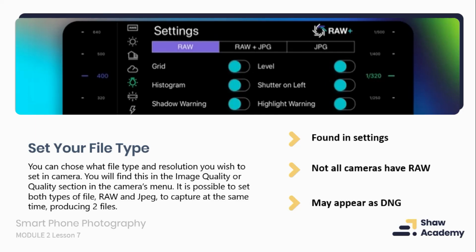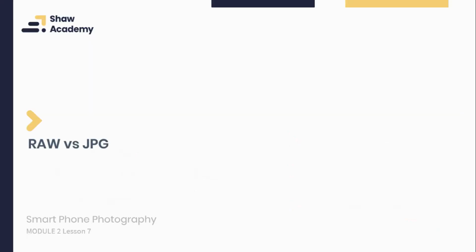So found in the settings, not all cameras have RAW. Again, it's going to come down to the model of phone that you have. So, if you're using, say, a lower grade phone or perhaps a phone that's a few years old, you may not have the RAW plus JPEG or the RAW option, so you may need to check it out. Sometimes it might appear as DNG as well. It might be called DNG, which is digital negative, which is a variation of a RAW file, but it's still a RAW file. Now, how do they differ?